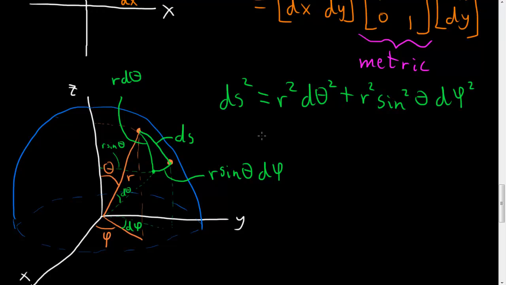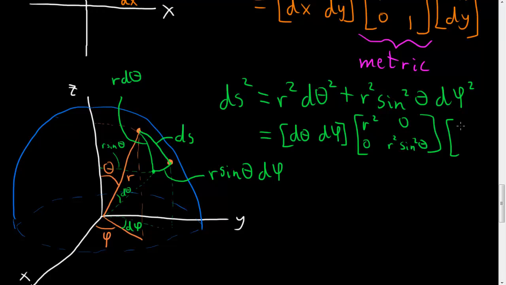And if we write that in the metric formalism again, with d theta and d phi, then there's our metric: this has an r squared and a 0, 0, r squared sine squared theta, and then over here we have again d theta and d phi.